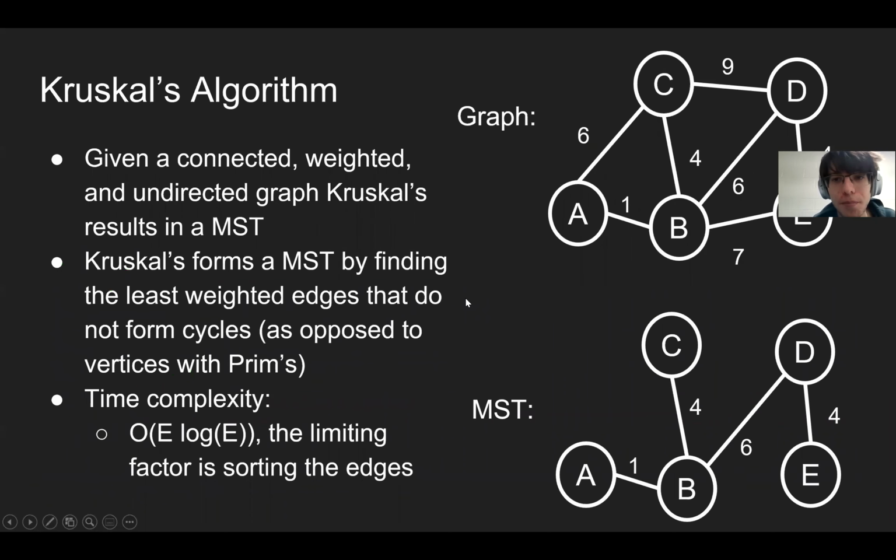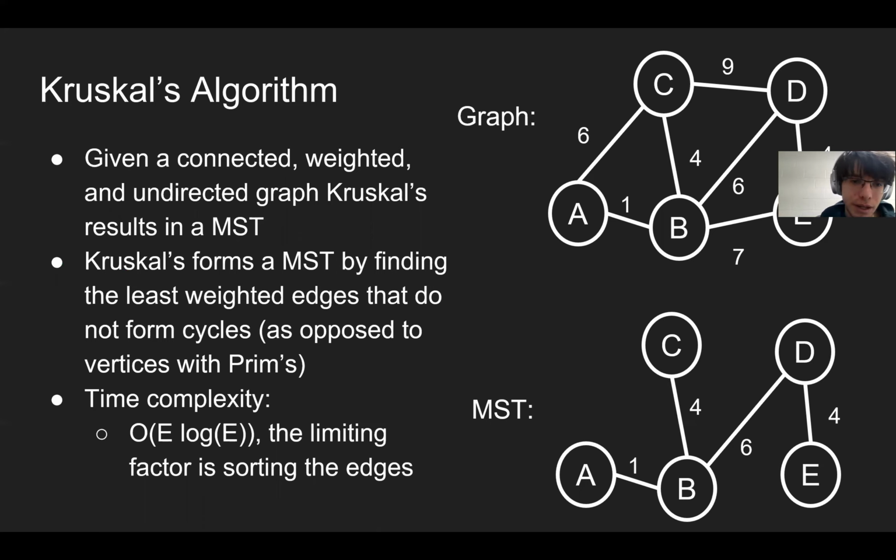Okay, so Kruskal's algorithm is a little bit different than Prim's, but it's the same problem. Again, you're given a connected, weighted, and undirected graph, and it gives you an MST, a minimum spanning tree. It forms the minimum spanning tree by finding the least weighted edges that don't form cycles. As opposed to Prim's, which chose between the set you've seen so far and the set you haven't seen so far, Kruskal's does not care. It will choose between any two.